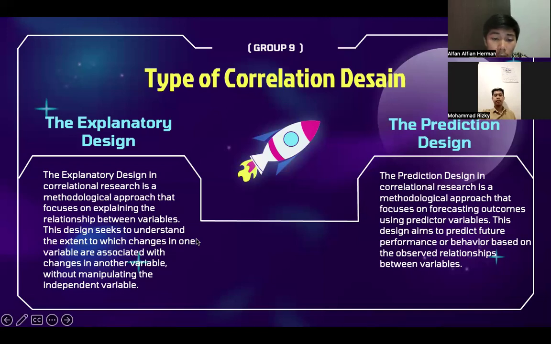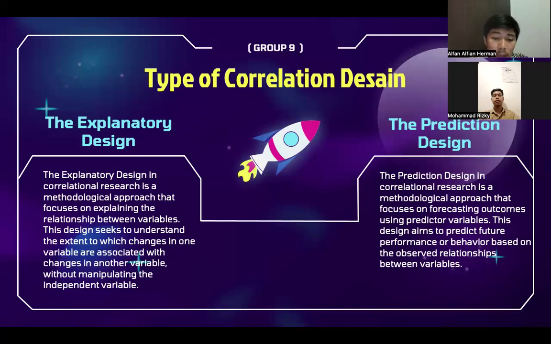Next, we have the prediction design. The prediction design in correlational research is a methodological approach that focuses on forecasting outcomes using predictor variables. This design aims to predict future performance or behavior based on the observed relationships between variables.